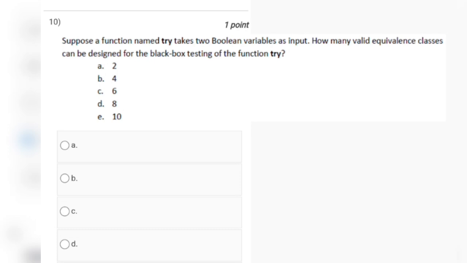So moving to the last question, suppose a function named try takes two boolean variables as input. How many valid equivalence classes can be designed for the black box testing of the function try? Options are 2, 4, 6, 8 or 10.